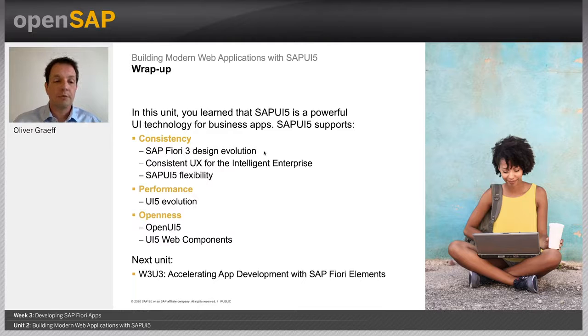So let me wrap up this unit. You learned that SAP UI5 is a powerful UI technology for business apps. SAP UI5 supports consistency with the Fiori 3 design. It supports performance with the UI5 Evolution project. And it supports openness with OpenUI5 and the UI5 web components. So that concludes this unit, and the next unit will give you an overview of SAP Fiori elements.